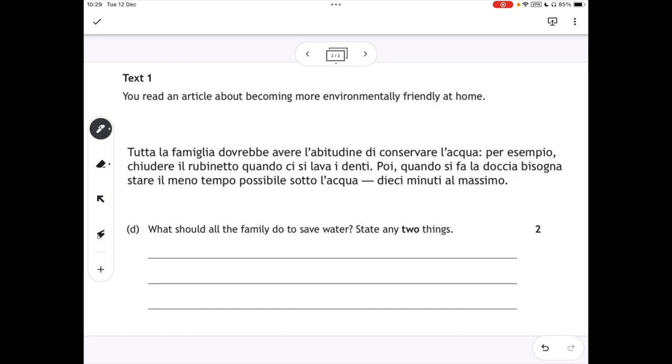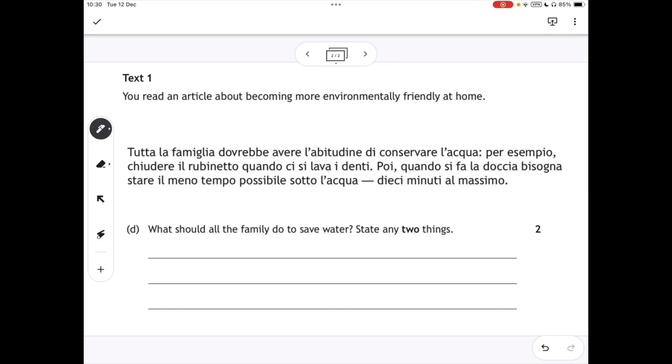Now, let us look at a smaller chunk of this text, and we're going to look at question D. What should all the family do to save water? Now, in any language, we are looking for pointers that will help us figure out where the answer's coming from. In our example here, I've already given you the correct paragraph and the question, but we need to see where our answers are. It is really important that you read the question carefully.